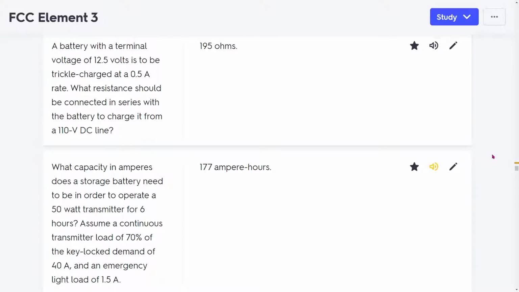What capacity in amperes does a storage battery need to be in order to operate a 50-watt transmitter for 6 hours? Assume a continuous transmitter load of 70% of the key lock demand of 40 A and an emergency light load of 1.5 A. 177 ampere hours.